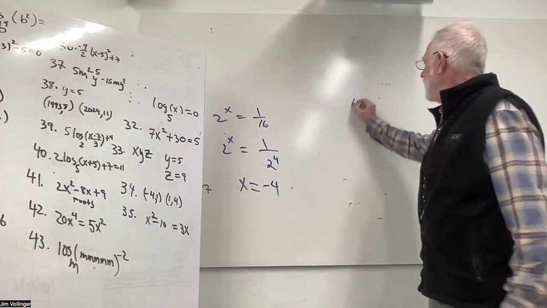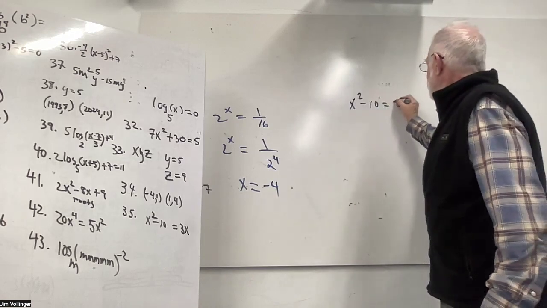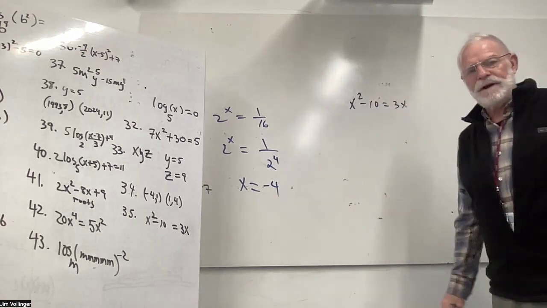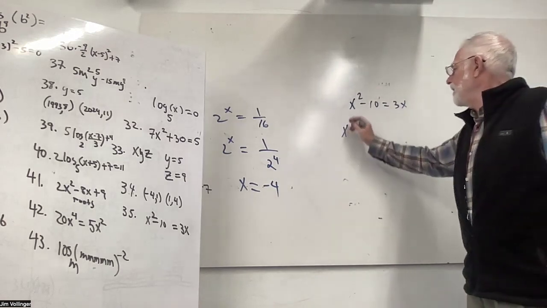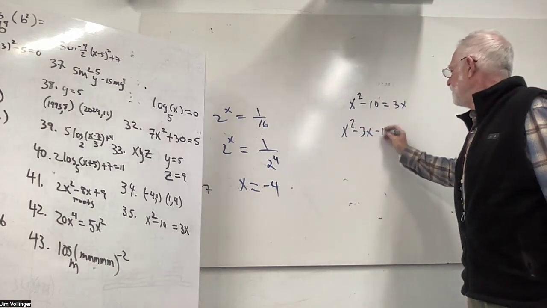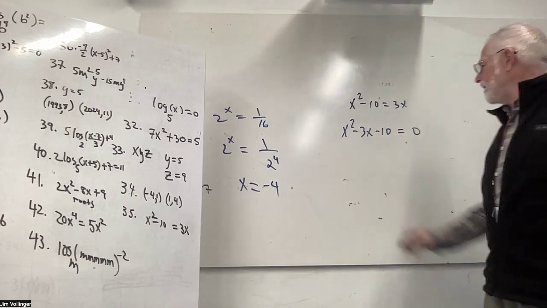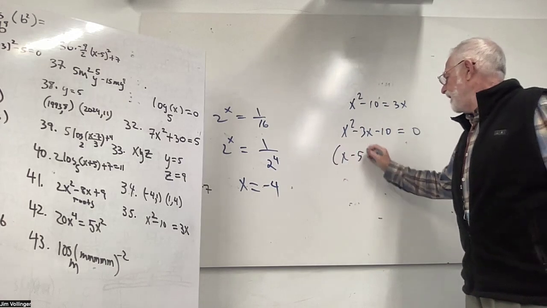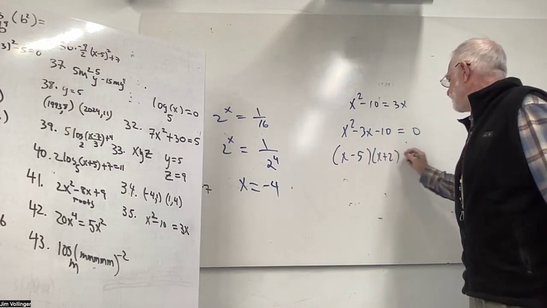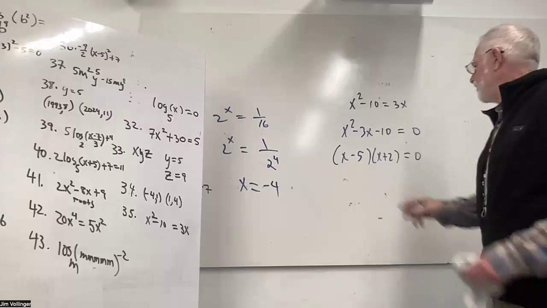x squared minus 10 equals 3x. Yesterday in class, we said you've got to get your variables together. So bring minus 3x to the other side: x squared minus 3x minus 10 equals 0, and hope you can factor it. Oh, by golly, we can. (x minus 5)(x plus 2) equals 0. One of my answers is 5, the other is negative 2.